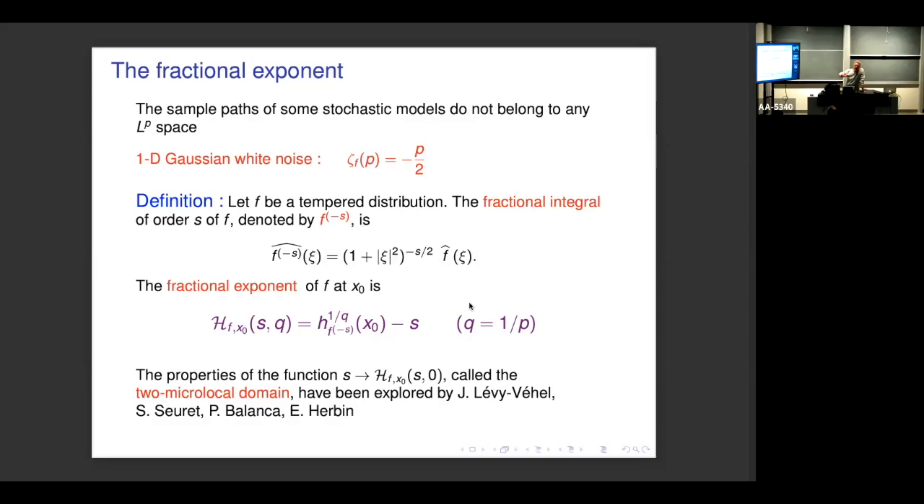So the maximal information, if you keep all the information, so all p-exponents or fractional integrals or derivatives of your function at every point, is a function of two variables, which I call the fractional exponent, h. It is just the p-exponent, except that we express it as a function of 1 over p and of a fractional integral of order s. And we subtract s so that for simple singularities like cusp singularities, this function is constant. We want to understand when it's not constant, how it's varying, and what does it express on the data? What does it mean when you look near the singularity, what's happening?